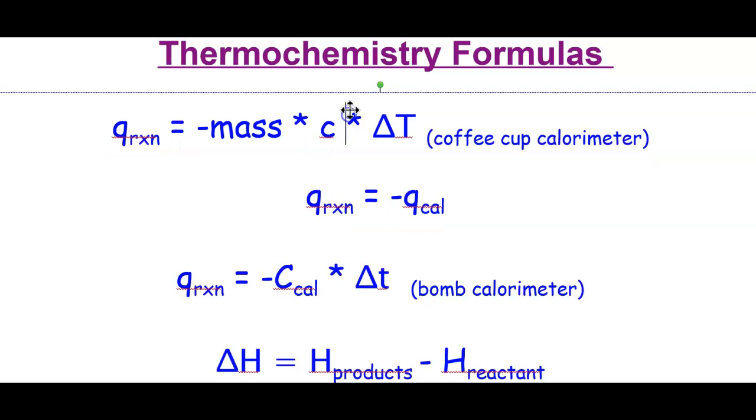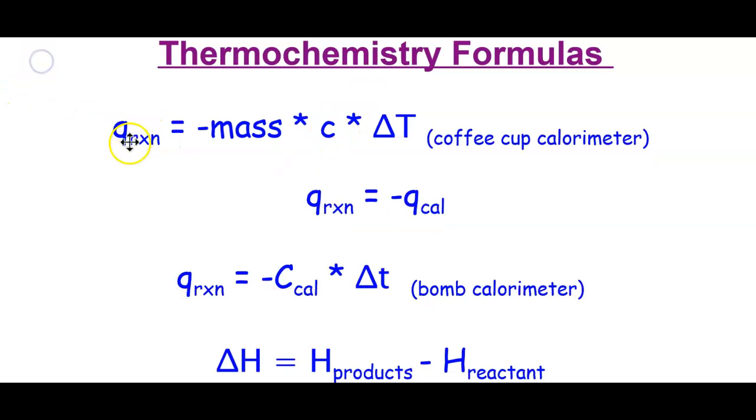I'm going to raise these up a little bit if I can get my computer to cooperate. There you go. So Q reaction, it's important you put Rxn with this, equals negative mass times C times delta T. Q reaction is equal in magnitude, we'll learn about that in a moment, but opposite in sign to Q calorimeter. The Cal means calorimeter.